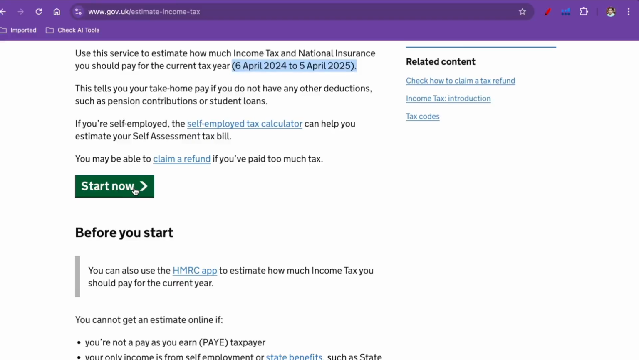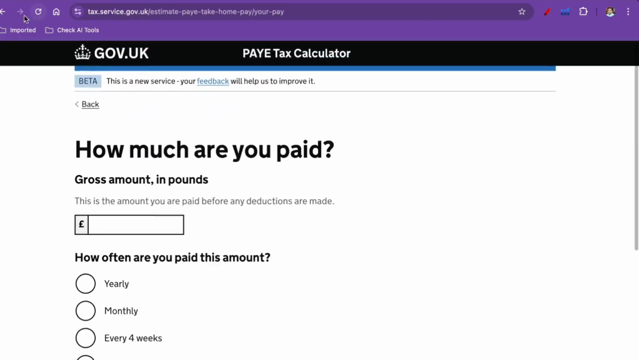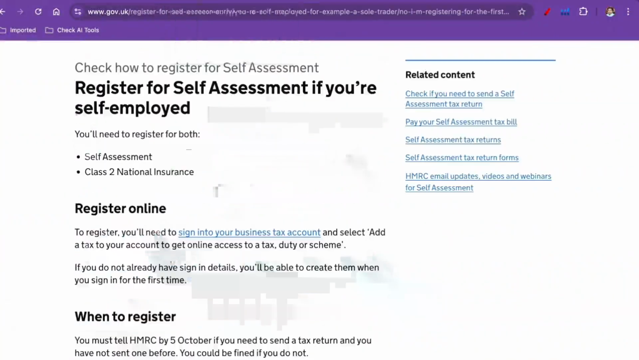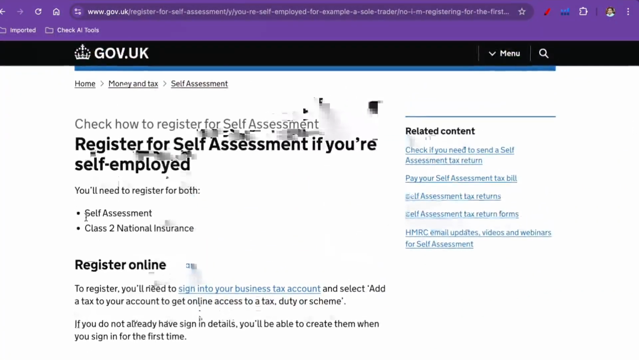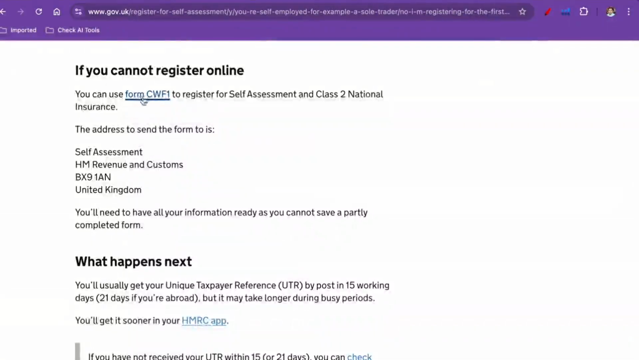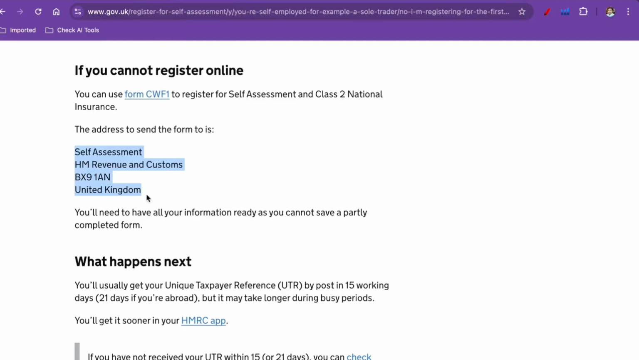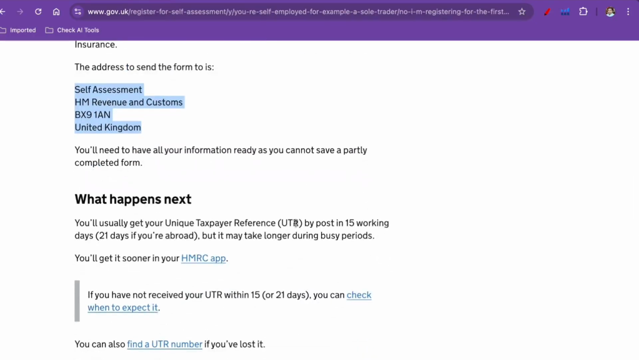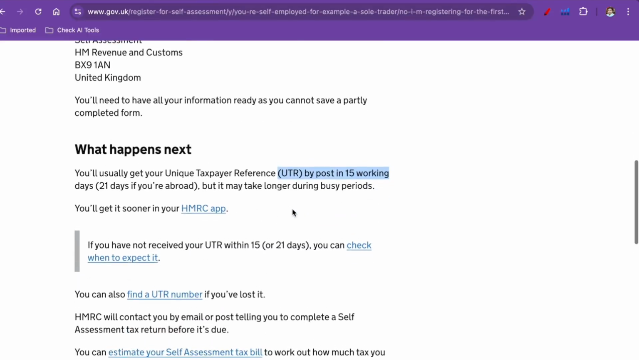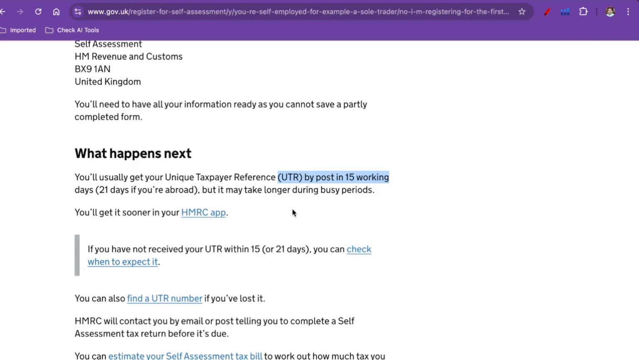You're just simply going to click on start now, and you're going to get this link right here. So here you're going to register for self-assessment and Class 2 national insurance. The way it works, you can simply download this form CWF1 and send it to this address right here. And then HMRC will send your UTR number within 15 working days. So you normally will get a UTR number if you're going to be a self-employed person.